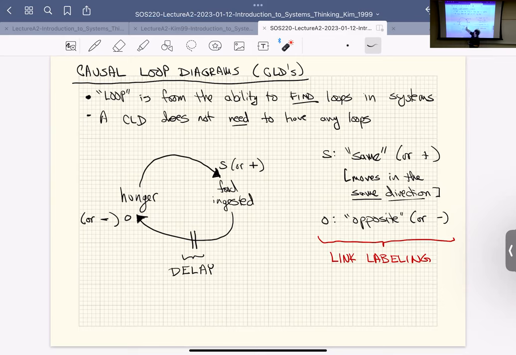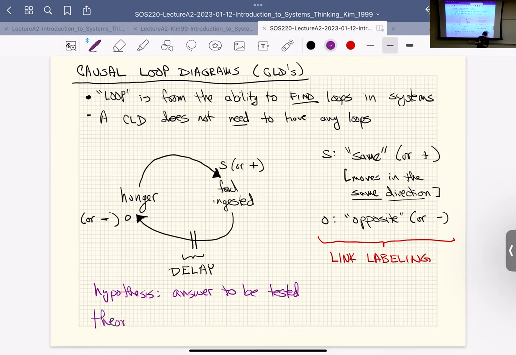So we initially draw these as hypotheses. A hypothesis that's been well tested becomes a theory, and we can then take it for granted. So causal diagrams can represent both things. I could put that up here: a hypothesis is an answer to be tested, whereas a theory is an answer that is taken for granted because it's already been tested a whole lot.